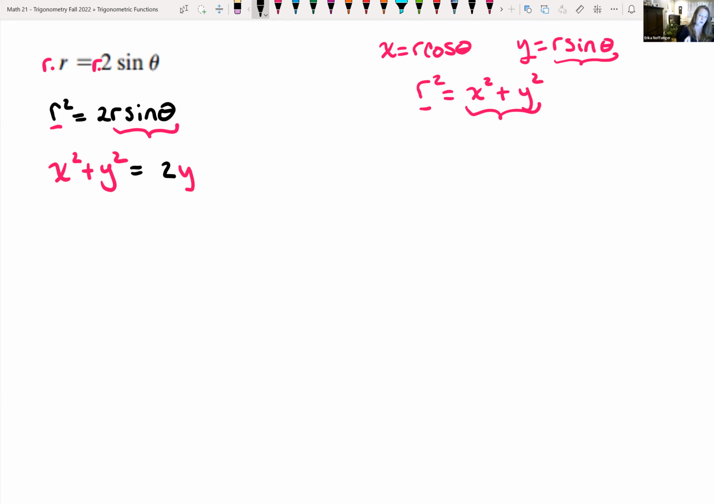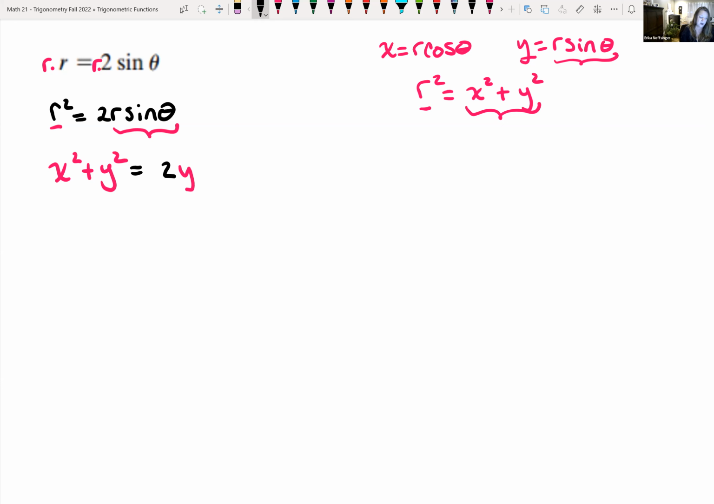So hopefully you can recognize that this is a circle. We have both an x squared term and a y squared term, and both of our coefficients in front of the x squared and the y squared are the same number. So I want to get this in the form so I know what the center is and I know what the radius is. And so I notice that I'm going to have to complete the square.